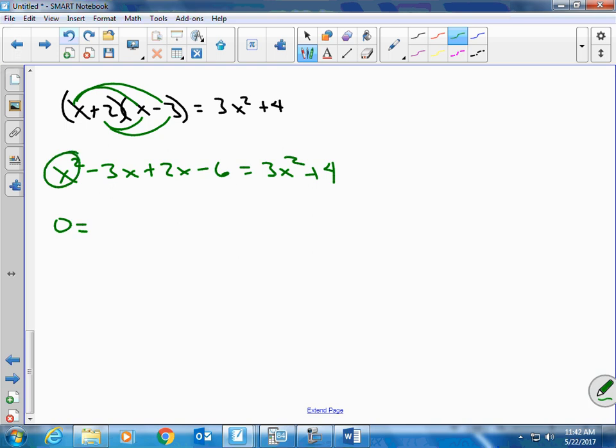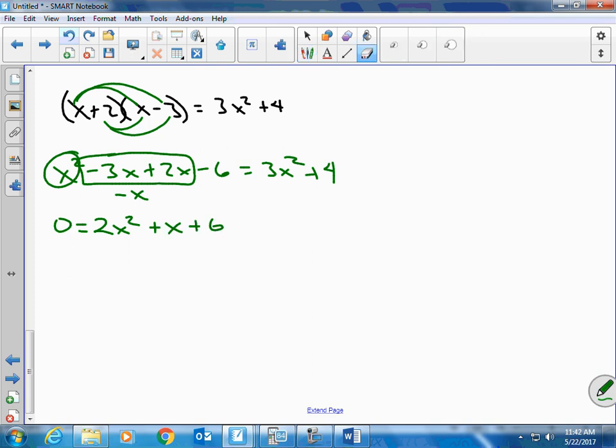I have a positive x squared, so I will subtract x squared from the 3x squared, and I get 2x squared. I have a negative x right here, right? We can all do that in our head. We have a negative x, so I'm going to add x to the other side. I have a negative 6, I'm going to add 6 to the other side with the 4, gives me 10. Now I can dump it in the quadratic formula.